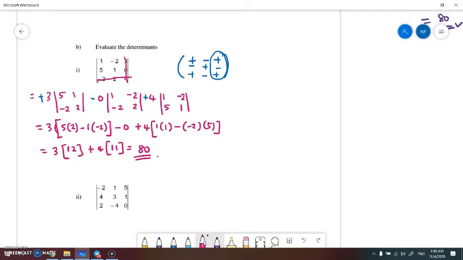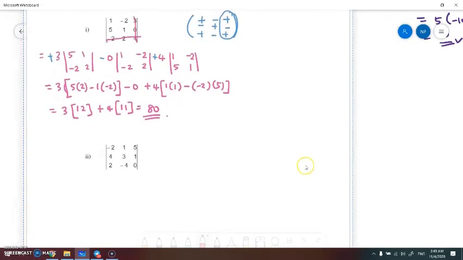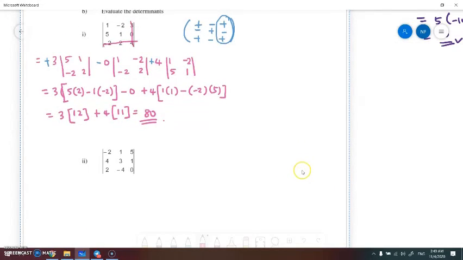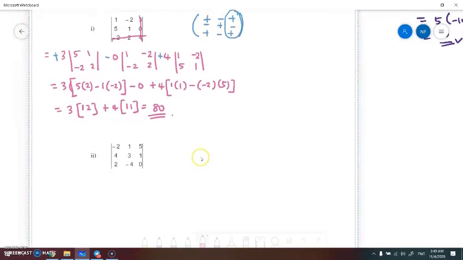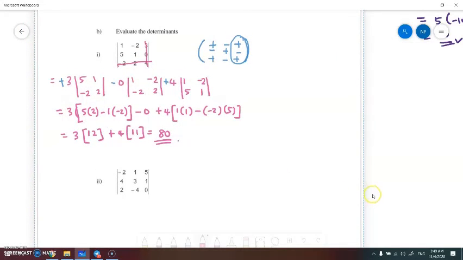Now, you don't have to find it along a different row or different column. You can just use one row or one column. Okay, we move on to example number 2.